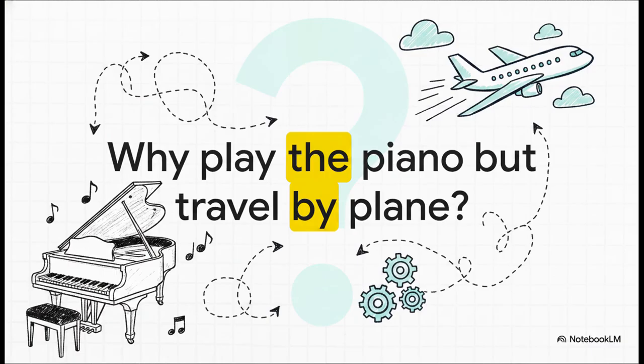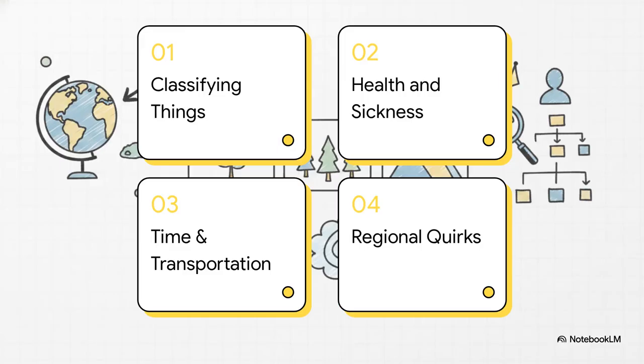Okay, let's kick things off with a quick riddle. Why do you play the piano, but you travel by plane? Seriously, why do we demand the for a musical instrument, but we absolutely banish it when we get on an aircraft? It's these kinds of everyday contradictions that really show off the absurdity of English grammar. But I promise you, there is actually a method to this madness, and it's absolutely fascinating once you start seeing the patterns. All right, let's dive right into it.